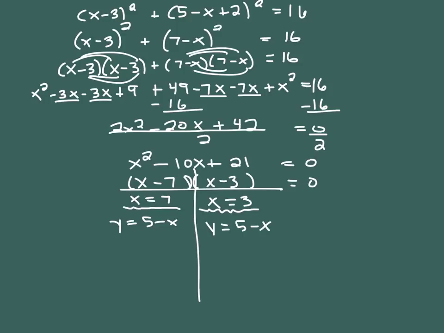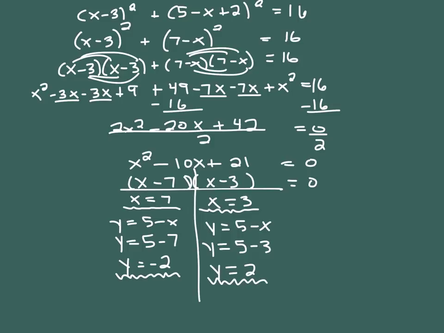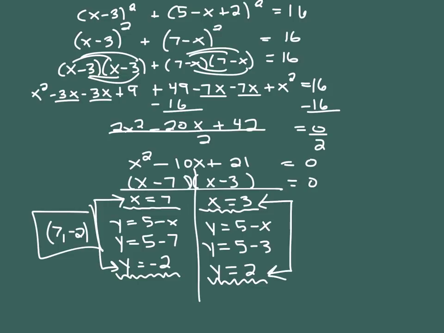So y equals 5 minus x. And I'm just going to substitute in 7 for the x into this one. So if we do that, we'll have y equals 5 minus 7, which is equal to negative 2. And if we do it on the other side, I'm going to substitute the 3 in for x. So that would give me y equals 5 minus 3, which is equal to positive 2. All right, so here, when x is 7, y is negative 2. So we have 7, negative 2 is 1 point of intersection. And then when x is equal to 3, y is equal to positive 2. So 3, 2 is our second point of intersection.